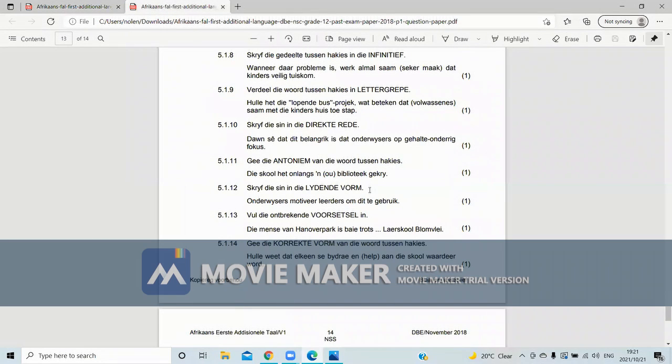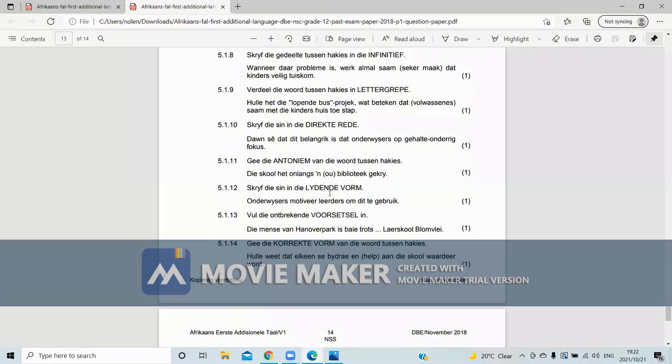Okay, and then lydende vorm. Oh, I skipped antoniem. Antoniem for oud. So: die skool het onlangs 'n ou biblioteek gekry. Opposite of oud is nuwe. So: die skool het onlangs 'n nuwe biblioteek gekry. The reason this is nuwe and not nuut is because we're using it as an adjective, and it's before the noun, so it would be nuwe biblioteek. Otherwise, it would have been oud and nuut, but ou and nuwe go together.